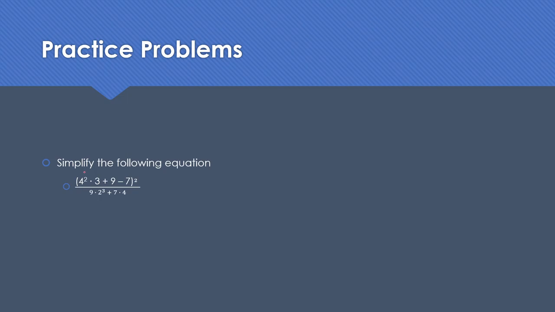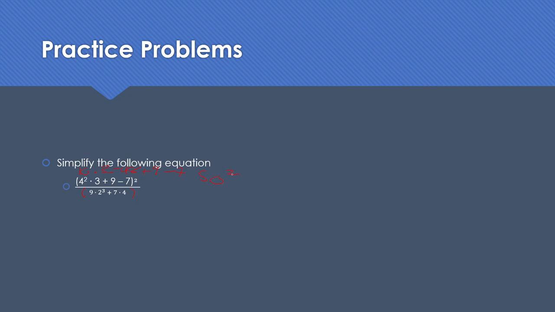Again, following PEMDAS, we're going within the parentheses first. And this is where, when I said implied parentheses, this whole bottom part is in parentheses. So I've got 4 squared times 3 plus 9 minus 7 squared. Within the parentheses, I'm going to do my exponents first, so that becomes 16 times 3. Then I'm going to multiply that together, so that becomes 48 plus 9 minus 7.